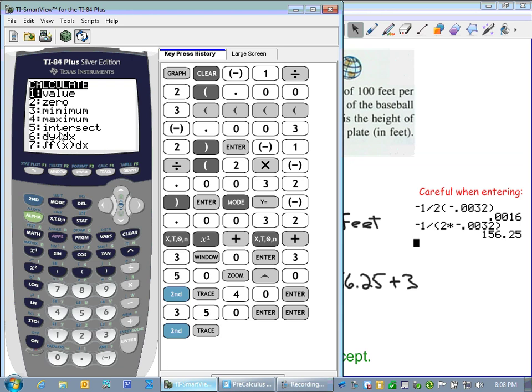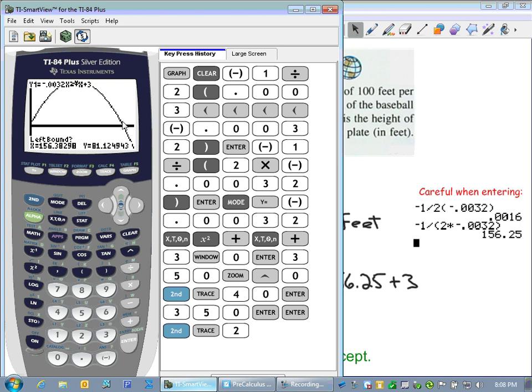Don't be confused with intersect. Intersect is where two curves overlap each other. I don't want the intersect, I want the intercept, which is where the value of the function is 0. So I actually want the second choice here. So I'm going to choose option number 2. And again, it's going to ask for left and right bound to capture that.